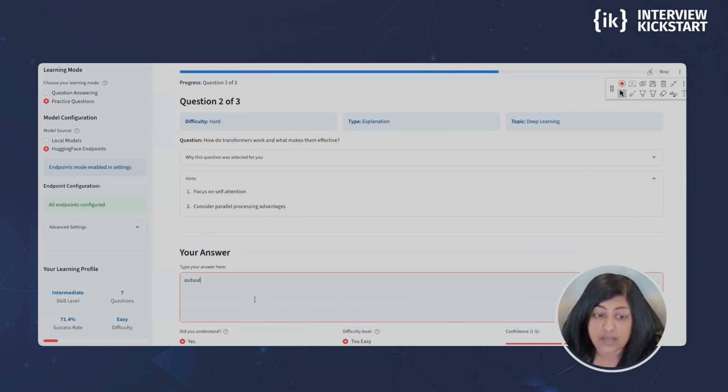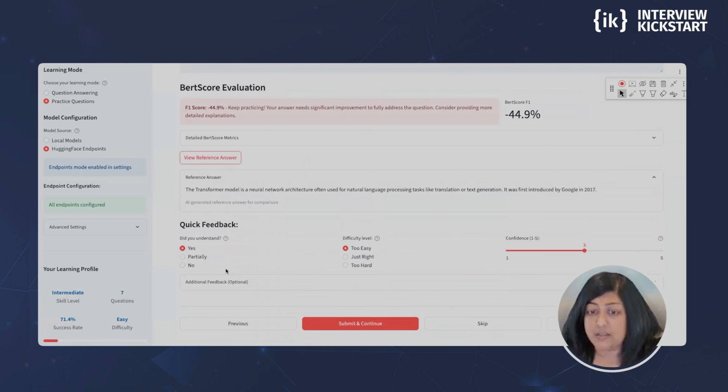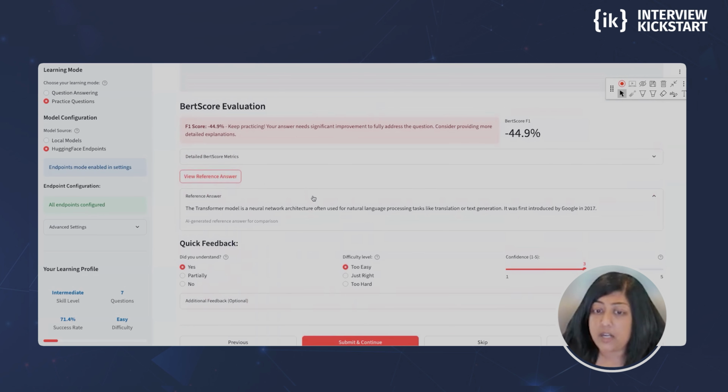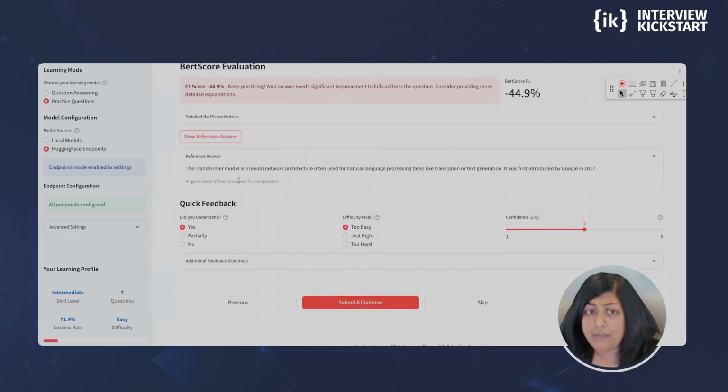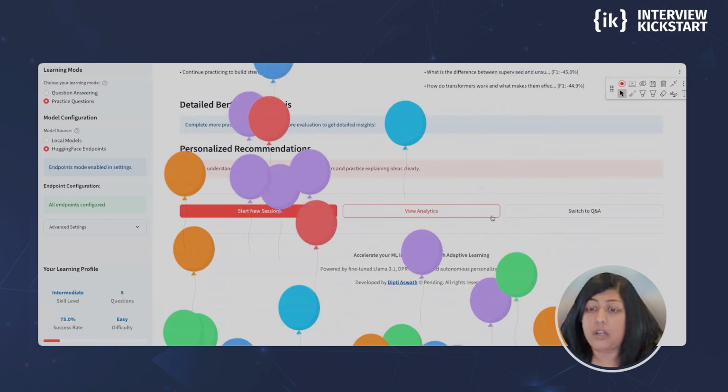Again, gibberish. Okay, same thing. The answer is being evaluated with BERT score. There's always the option to view the reference answer, and the user can provide feedback on what they thought of the question and the response that was provided. Okay, I'm not going to do anything there. I'm going to continue and I'll choose to skip this question, the question 3.